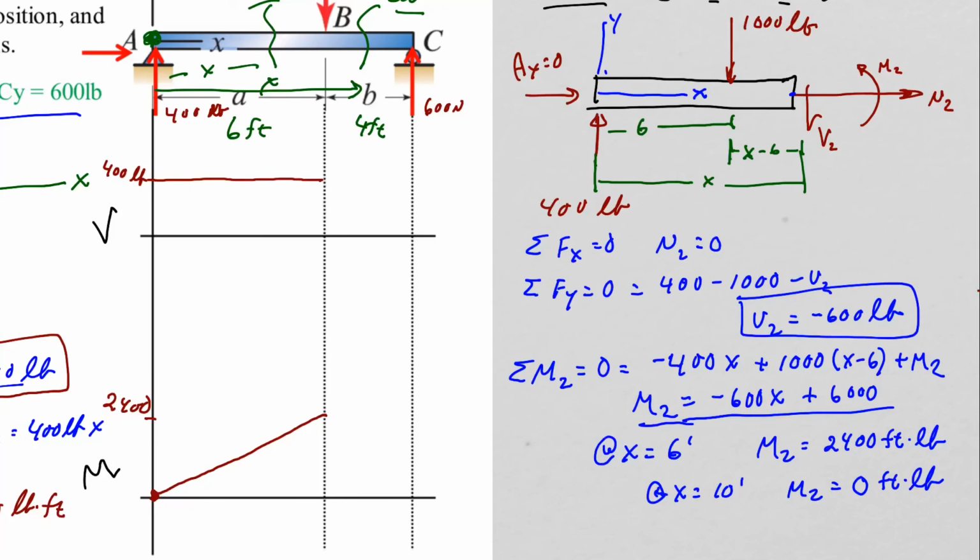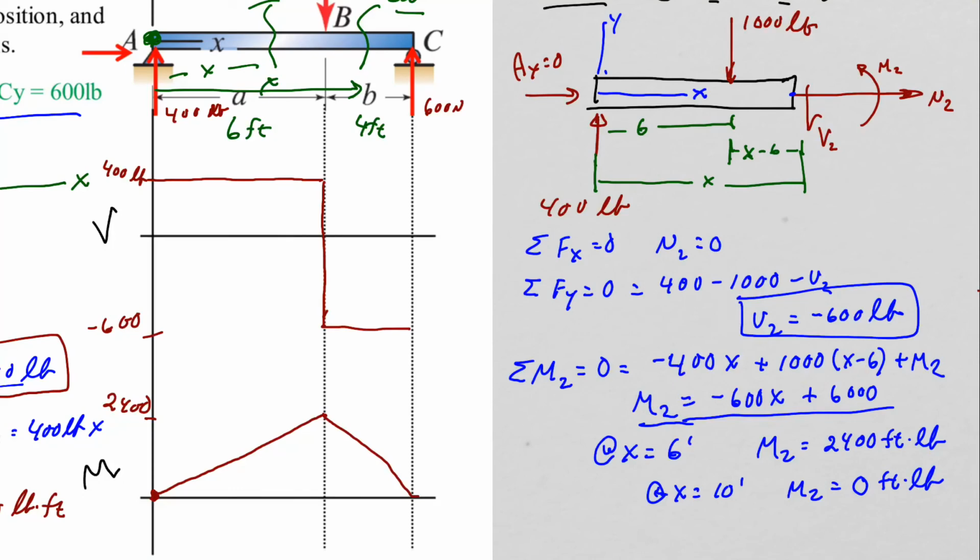And if we look at what this looks like on our drawing, right at B, we have a discontinuity which jumps down to minus 600. This is minus 600. And then we see that this is at 2,400 and comes down nicely to 0, which is kind of nice because we know there are no moments at pins or rollers. We see that there is no internal moment at those locations either.